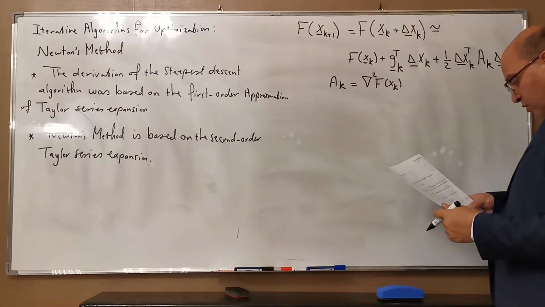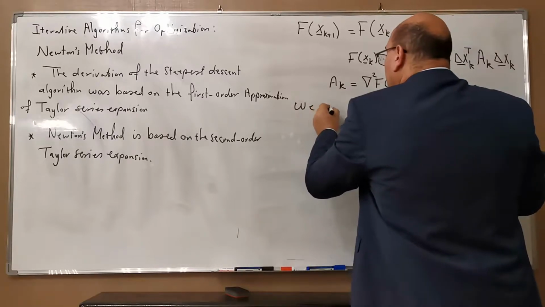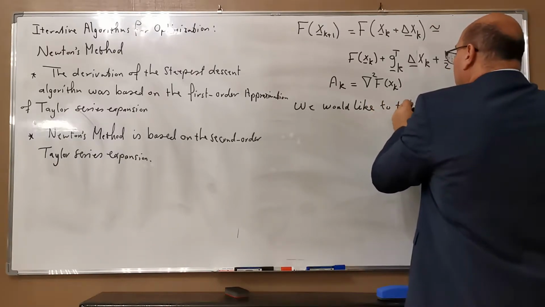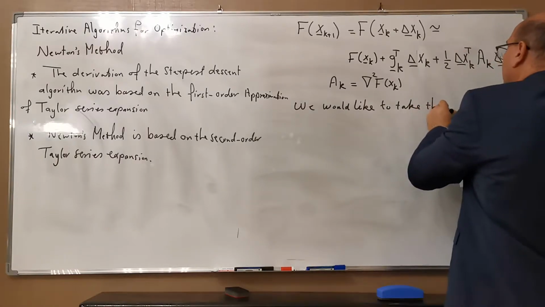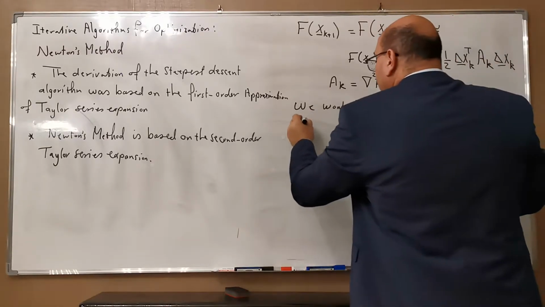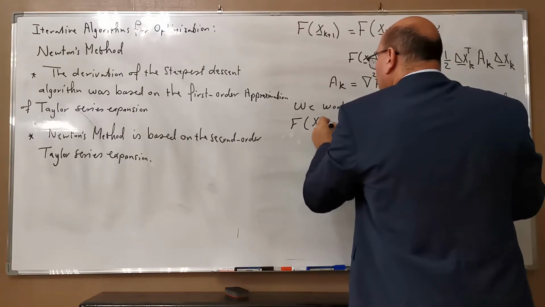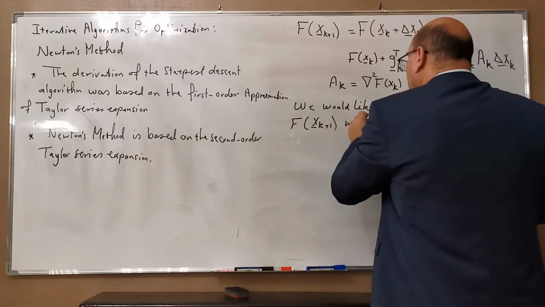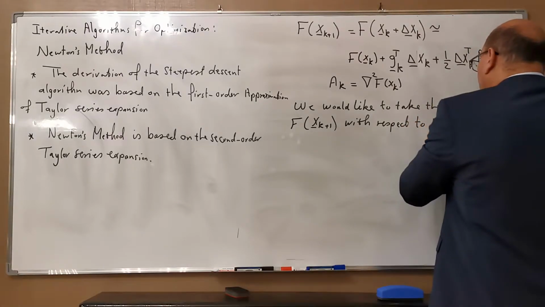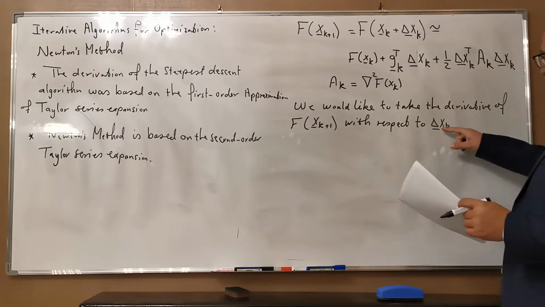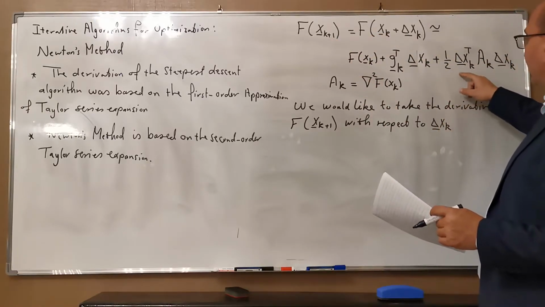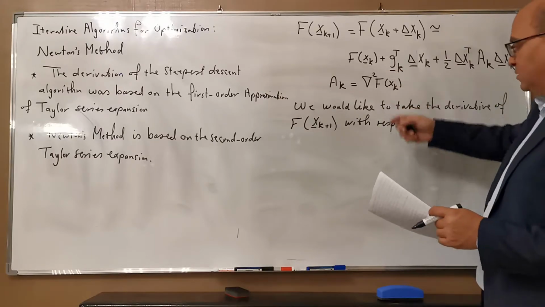To do Newton's method, we will do the following. We would like to take the derivative of f of x of k plus 1 with respect to delta x at k. So we would like to see what should be delta x of k. Differentiate this one with respect to delta x so that you know what is the best delta x that will minimize this function.